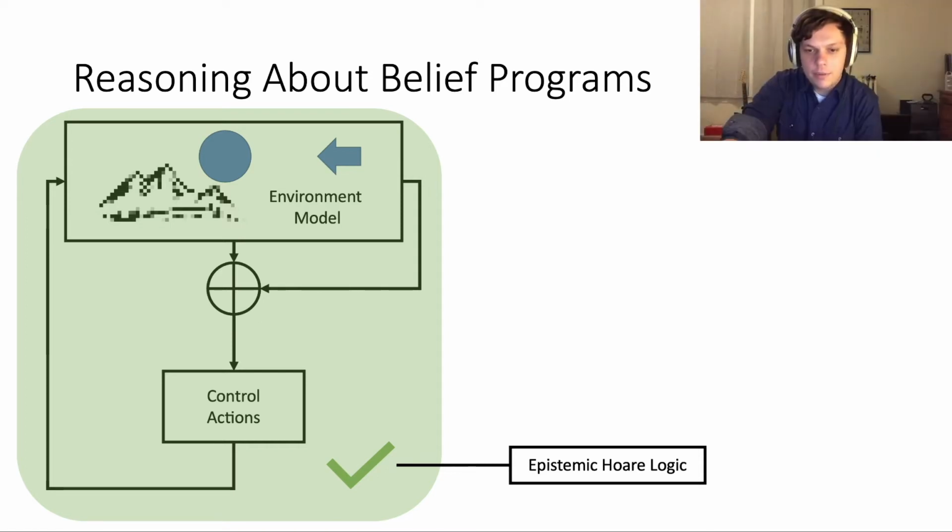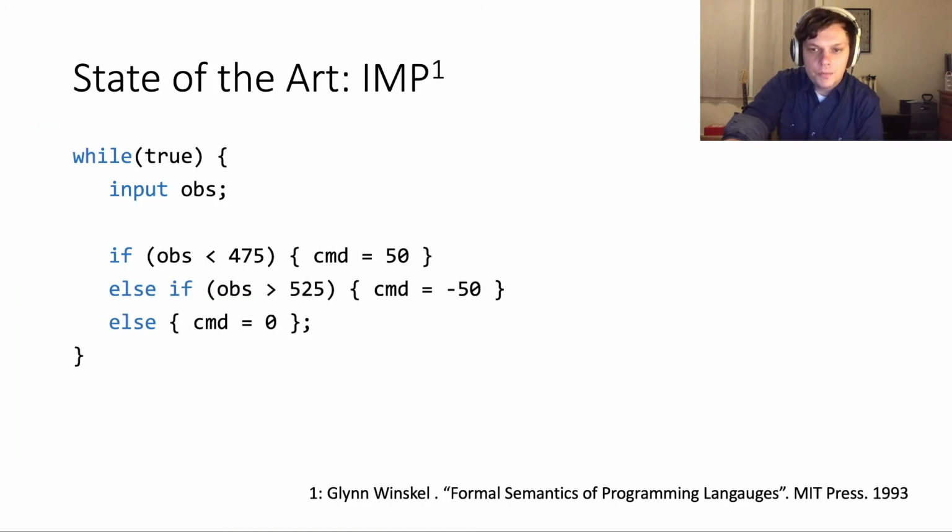All right, so let's look at belief programming and Epistemic Hoare Logic in a little more detail and with respect to some code. So let's go back to the beginning and imagine how we would write some code to implement this drone example using the standard techniques that are available.